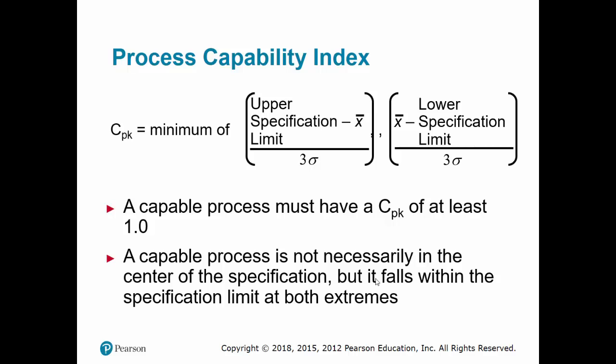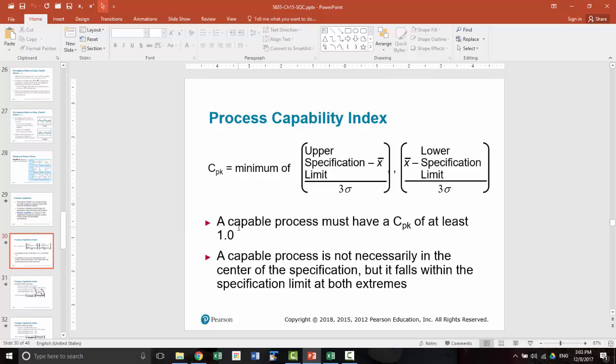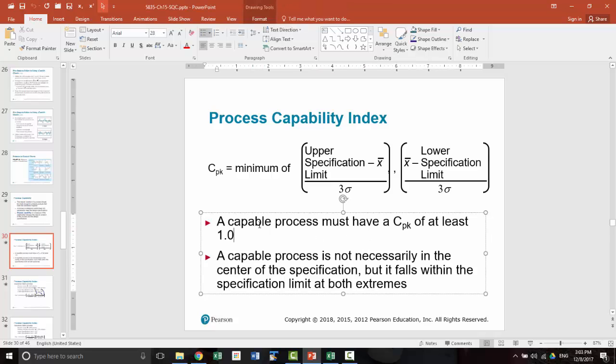There is only a 0.03% chance that you're outside the limit. So if C sub pk is 1, then you're meeting the specification at the 3 sigma level, because the 3 sigma variation fits in with your specification. But usually in practice that is not considered capable. A capable process must have at least 1.0, but usually 1 and 1/3. So 1 and 1/3 is required.